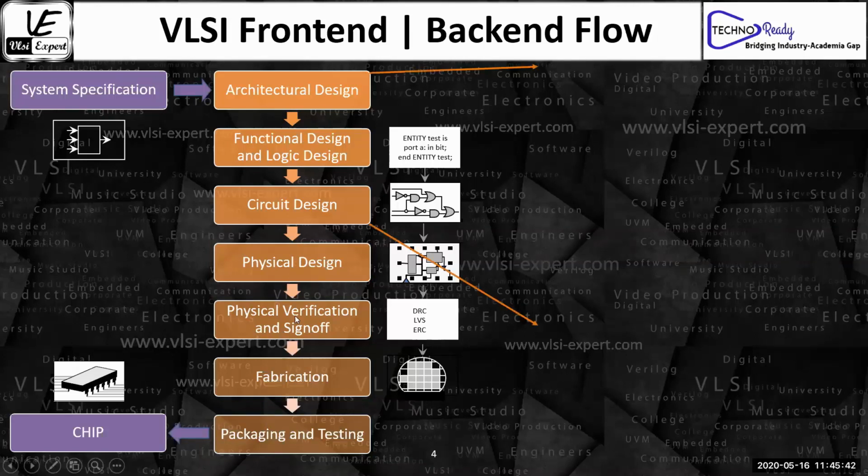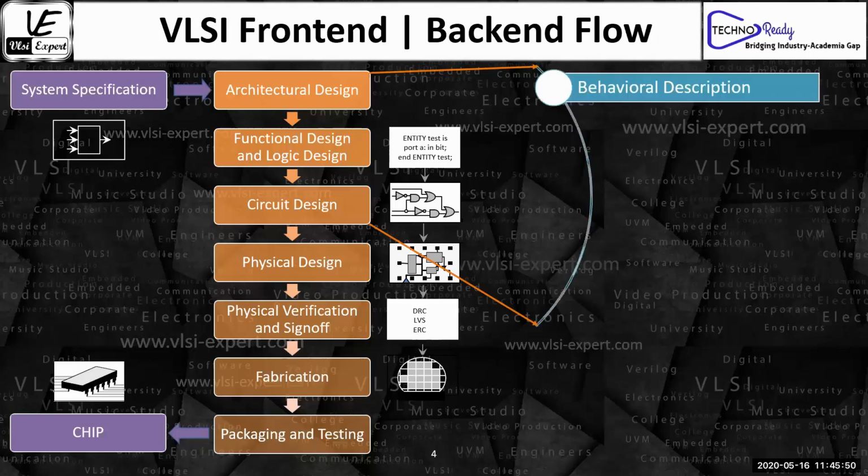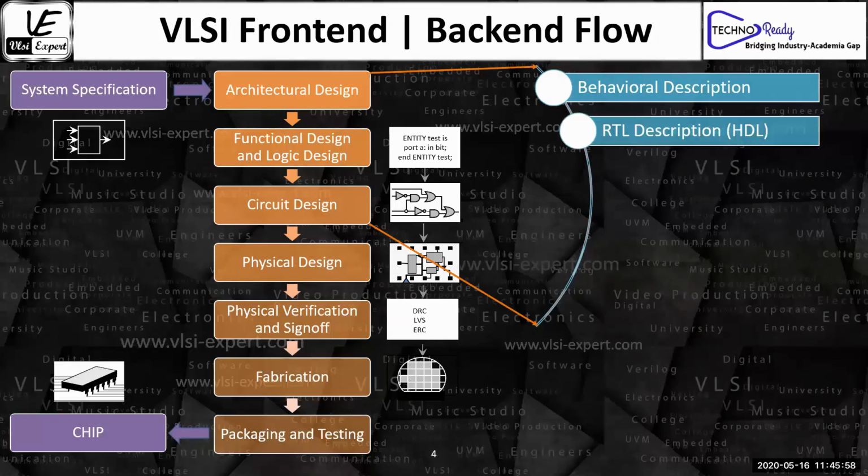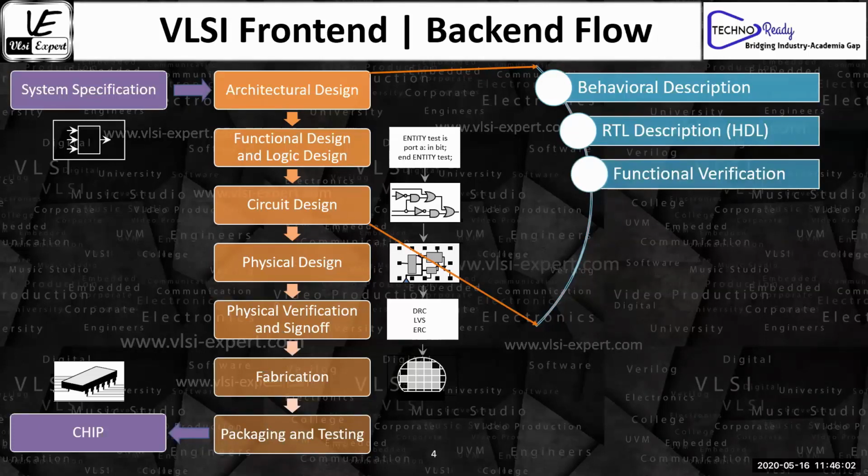When it comes to the way we divide the front end and the back end, some portion of the architectural design we also keep as a part of the front end itself. And in the front end there are a couple of stages: behavioral description, RTL description, meaning how you're going to write that particular design, then functional verification. Once you design, you have to verify that particular part.